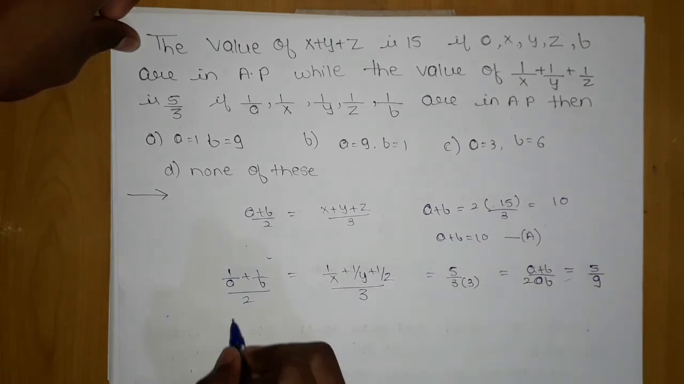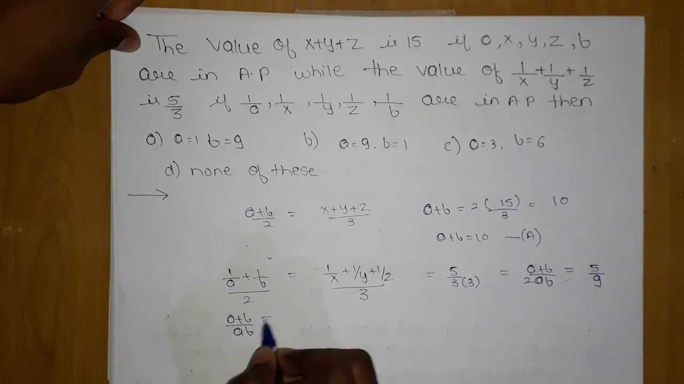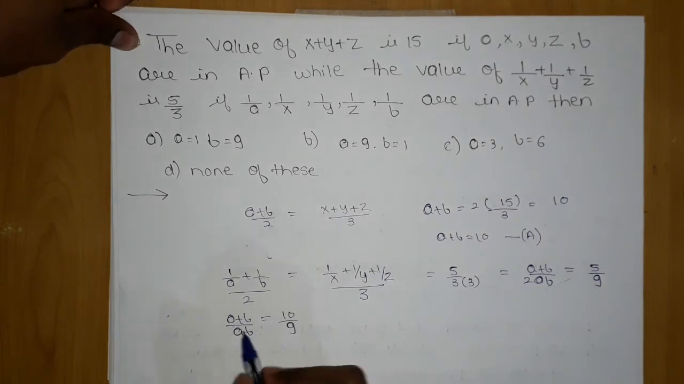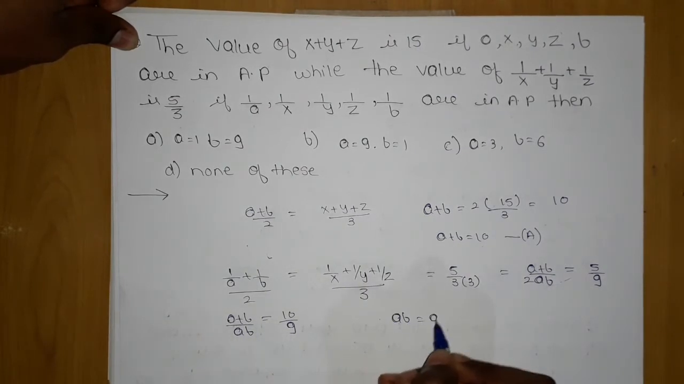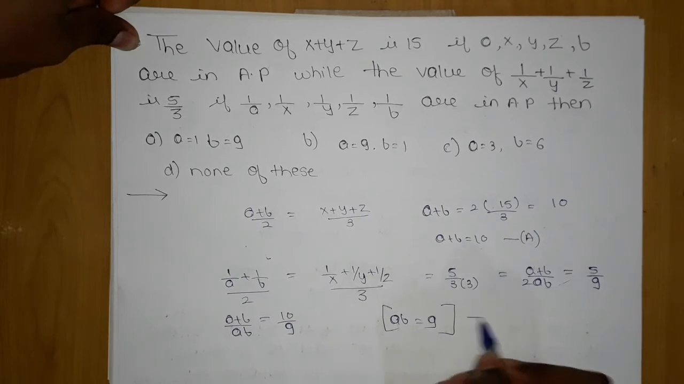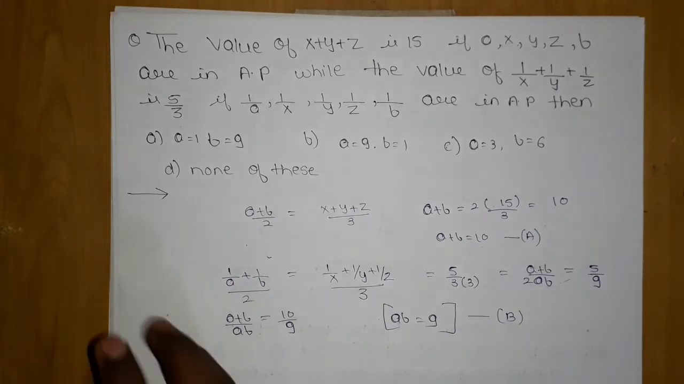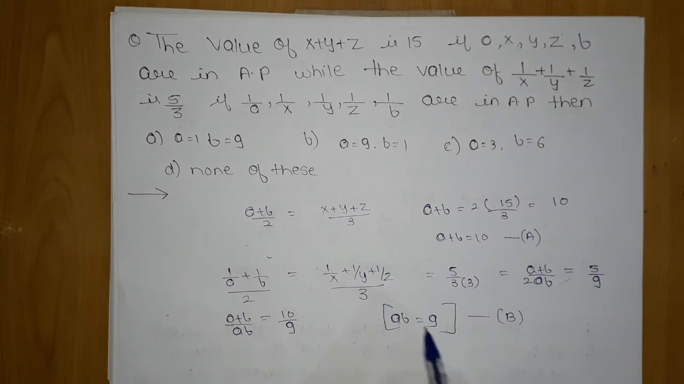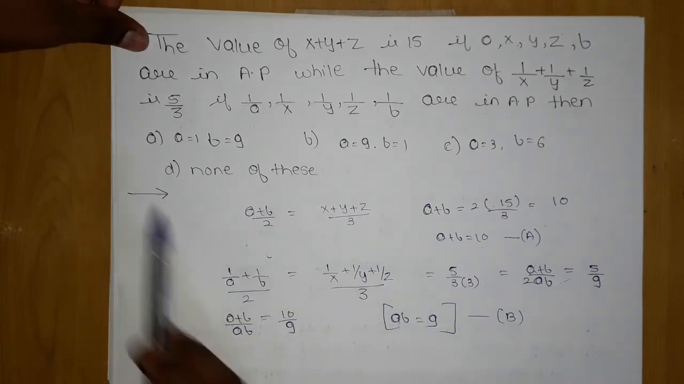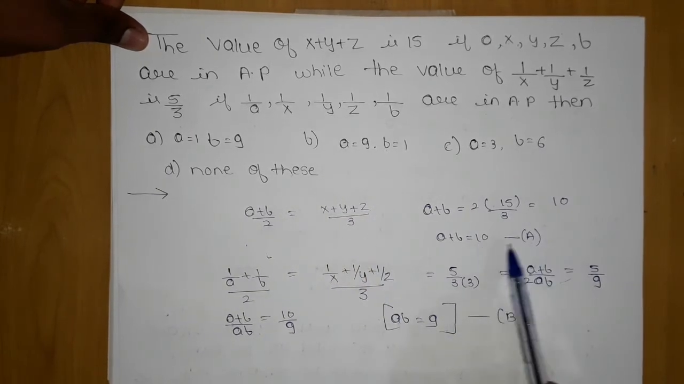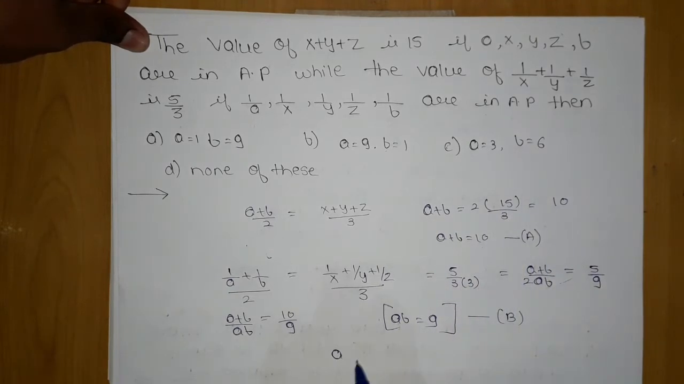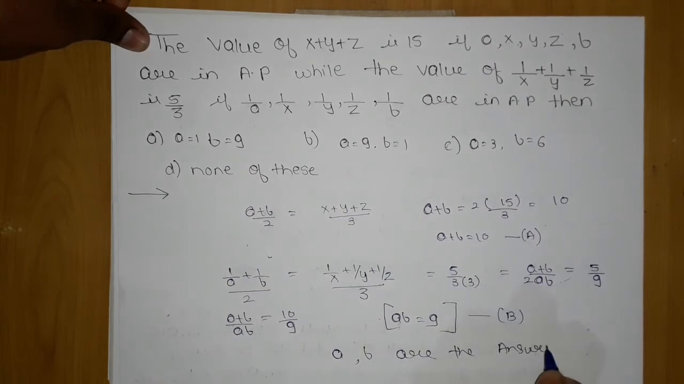Now if I move to that side, a plus b upon ab is equal to 10/9. If you notice, a plus b from a is 10, so 10 will cancel out, giving me ab is equal to 9. Okay, so I got this thing. Let me take it as b. Now they are telling that a is equal to 1, b is equal to 9. Okay, this is valid. a into b will be 9, a plus b will be 10. a is 9 and b is 1, this is also valid. But a is equal to 3 and b is equal to 6, both are not valid. So a, comma, b are the answer. Okay, so we are done with this question.